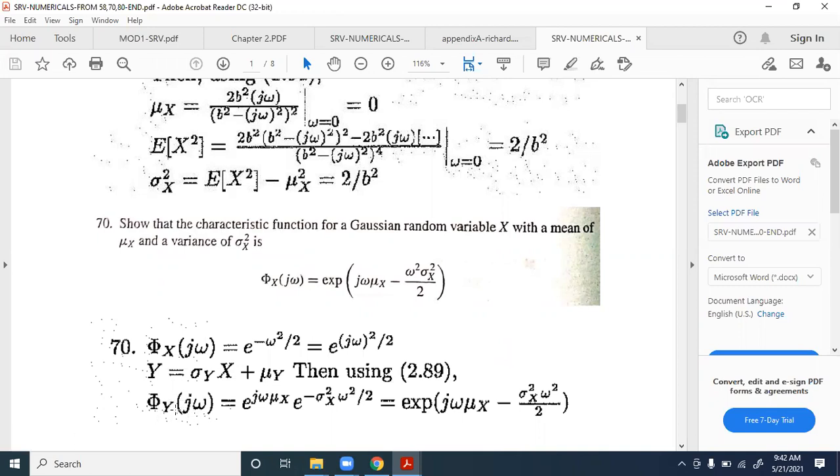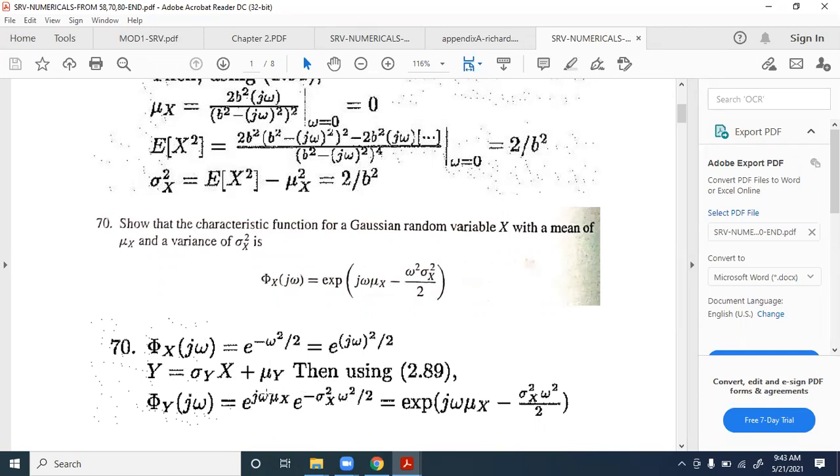Similarly, this quantity phi y of j omega will be the expectation of e to the power of j omega y, where y is this quantity. So if you take the expectation of e to the power of j omega y, which is nothing but sigma y x plus mu y, and separate these two exponentials, then we will get e to the power of j omega mu x, and then the quantity which corresponds to e to the power of minus sigma x squared omega squared by 2.